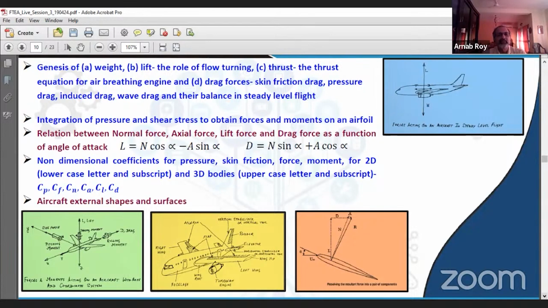And then we learned to resolve forces based on angle of attack. We have these two expressions showing the connection between lift, drag, normal force, and axial force, all of them connected through the angle of attack. We learned about very important coefficients like coefficient of pressure, skin friction coefficient, force and moment coefficients, and we learned how to distinguish them between 2D and 3D bodies by using lowercase and uppercase nomenclature.